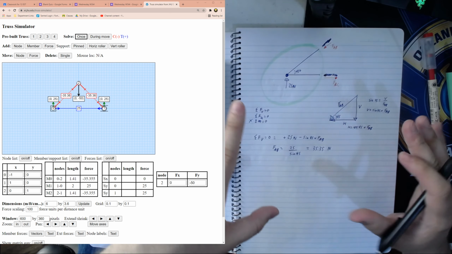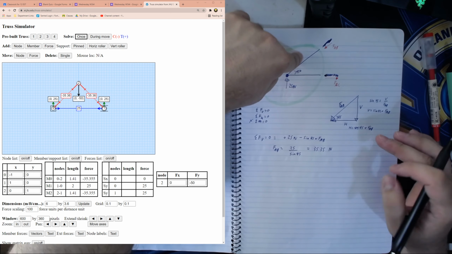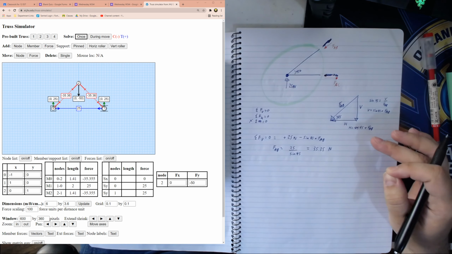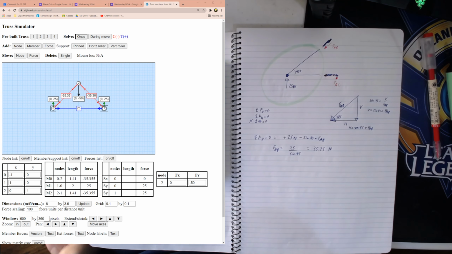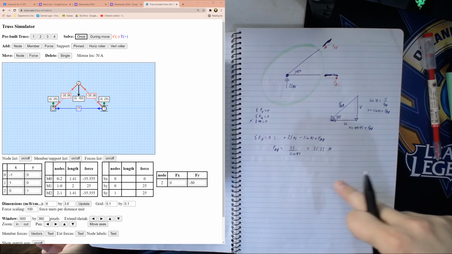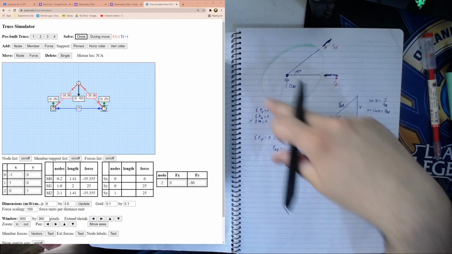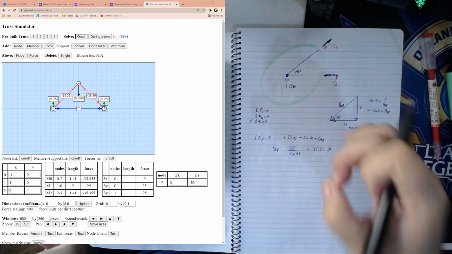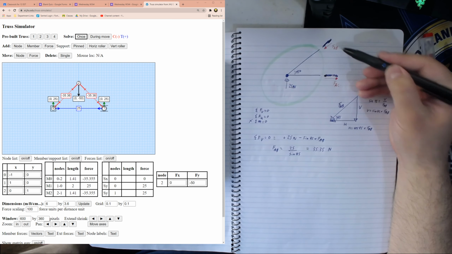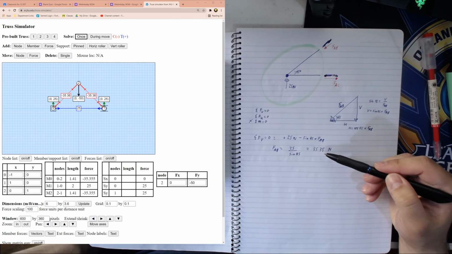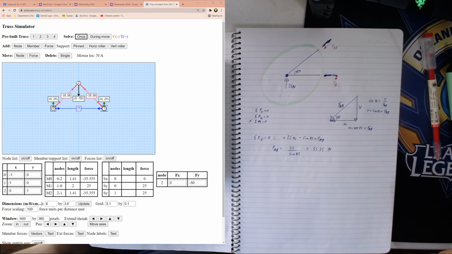So what we've done here is we've already solved for one member what the force is. We've already solved it. This is 35.35. In order to keep the sum of all forces vertical equals 0, we need this member to be experiencing 35.35 newtons of force.